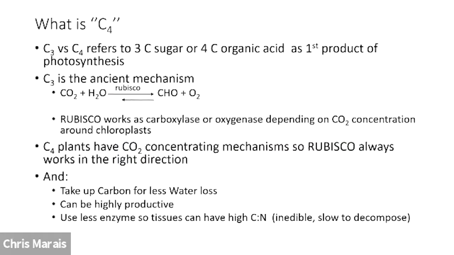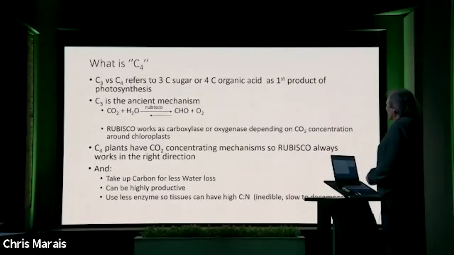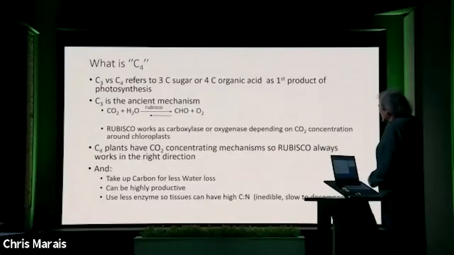So what is C4? Well, C3 and C4 refer to the first products of photosynthesis: a 3-carbon sugar, C3, or a 4-carbon organic acid, C4. C3 is the ancient mechanism. It's where the world started, the ancient plants of the world. Carbon dioxide, CO2, and water, H2O, are transformed into carbohydrates plus oxygen through the agency of the enzyme rubisco. Rubisco is by far the most important protein on the planet. There must be thousands and thousands of tons of this stuff.